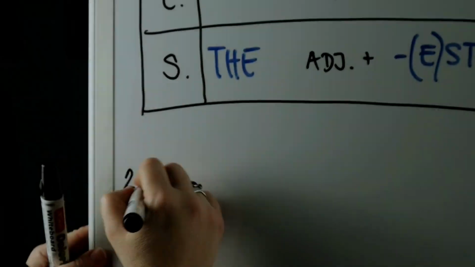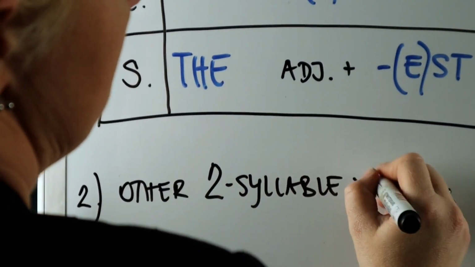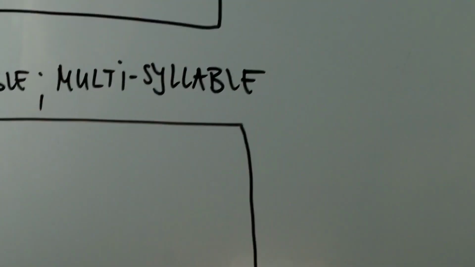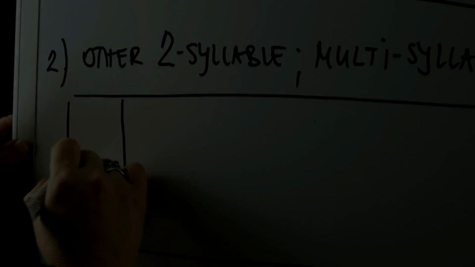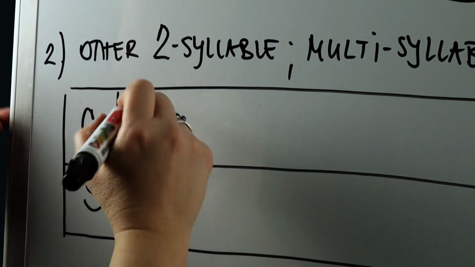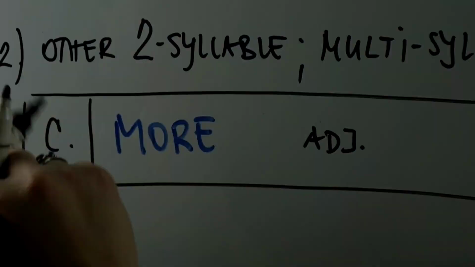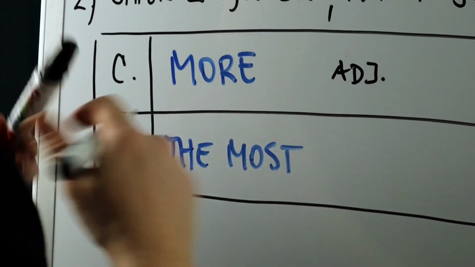The second formation of the regular comparison of adjectives is reserved for all of the other two-syllable adjectives, so basically all which don't end in the letter Y, and multi-syllable adjectives, those which have three or more syllables. They use the comparative and superlative forms of two irregular adjectives to form both the comparative and superlative forms. For the comparative form, they will be using the irregular comparative more in front of the positive form of the adjective. And for the superlative, they will be using the irregular superlative form, which is the most, and then the positive form of the adjective.